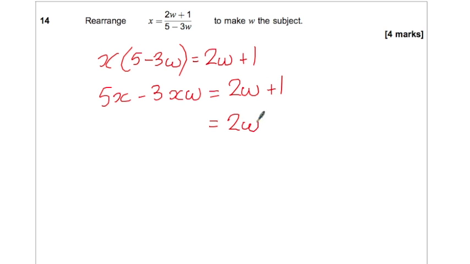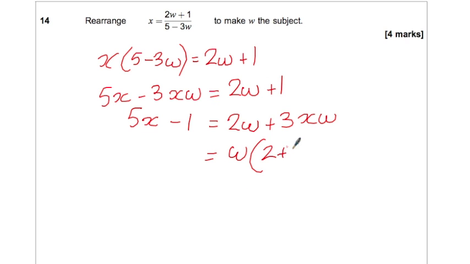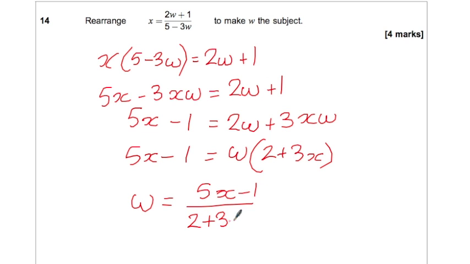So I'll have 2W plus 3XW. And on the left, 5x minus 1. So I've moved the 1 over. Then factorise out what you're trying to make the subject. So W, that was going to become 2 plus 3x equals 5x minus 1. And then divide by 2 plus 3x. So finally we'll have 5x minus 1 over 2 plus 3x.